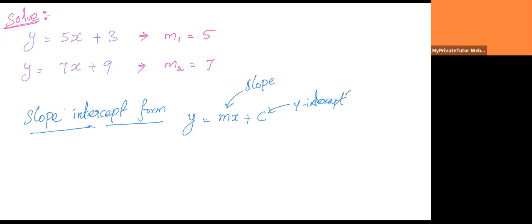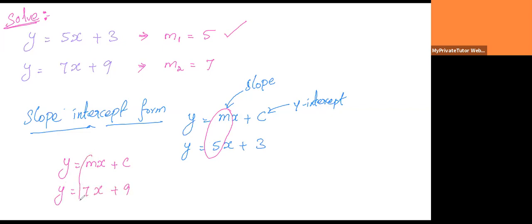Okay. So what is the given equation, guys, here? The first equation is 5x plus 3. What is the value of m here? 5. So that is the slope of the first line. If you're comparing with the general slope intercept form, the second equation, what is the value of m there, guys? m equals 7. That is the slope.